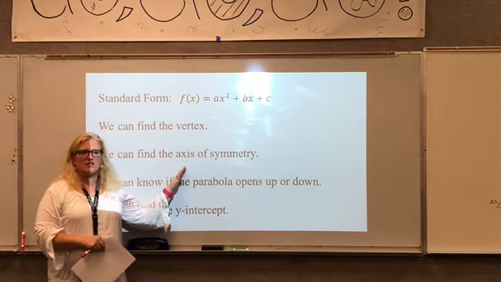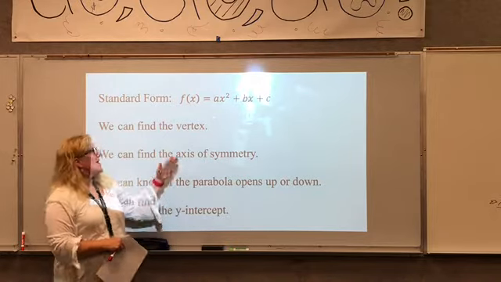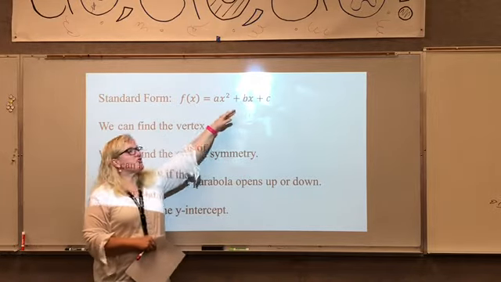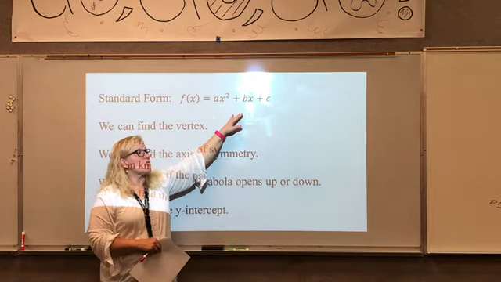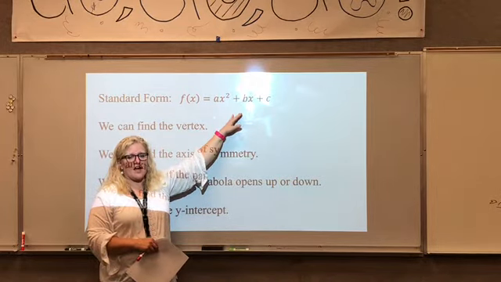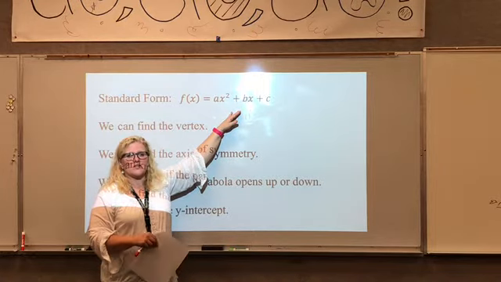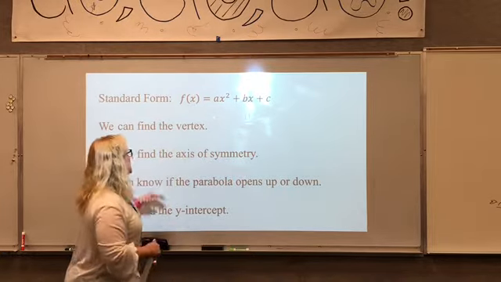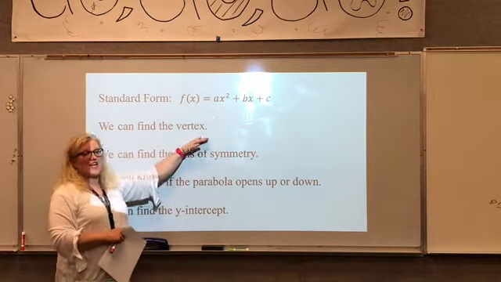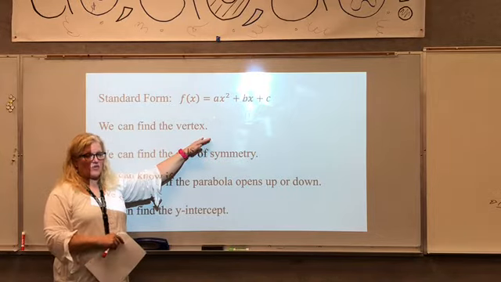So the next form of the quadratic equation is the standard form, and this is the one we see the most. Ax squared plus bx plus c. This is the one we see when we're graphing, factoring, and the one we use the quadratic formula for, but this is the one we see the most. We can find the vertex. It's not as easy as vertex form, but we can.